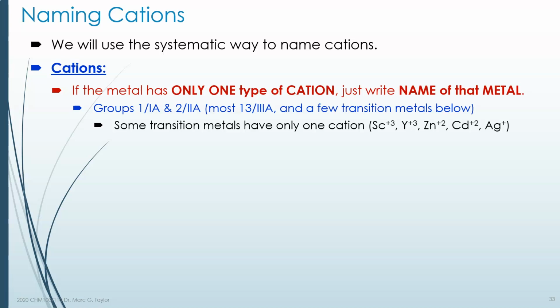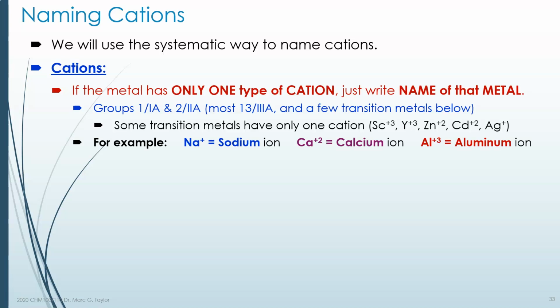Here are a few of them: scandium +3, yttrium +3. The more important ones for you to know are zinc +2, cadmium +2, and silver +1. Silver is Ag. So, for example, if you wanted to name the Na+, that's the sodium ion, and you just have to say sodium ion. There is no number 1 involved. Cadmium +2, cadmium ion. Why? Because sodium has only one choice.